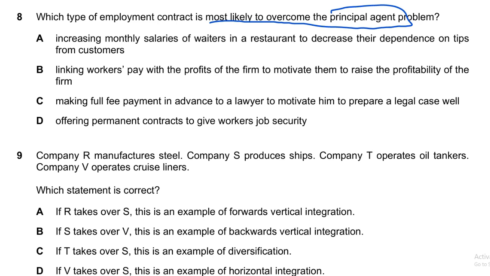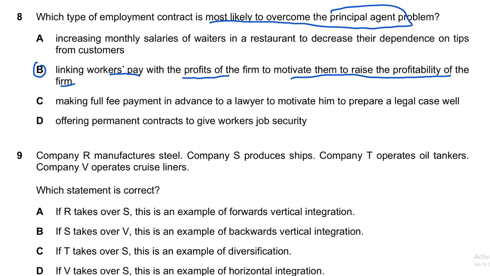Stop the video, read all the options, and then listen to the logic that I'm explaining for option B, that is the correct answer. Linking workers' pay with profit of the firm to motivate them to raise the profitability of the firm. Right, this will not create problem or conflict between principal and agent, because both have the same incentive now, right? Since workers will get more pay and salaries if the business earns more profit, it means now workers also want to increase profit of the business because they have an interest in it.